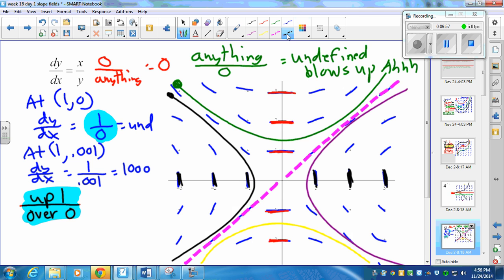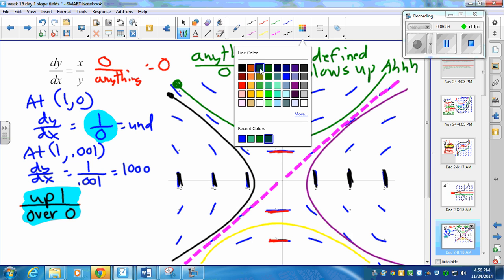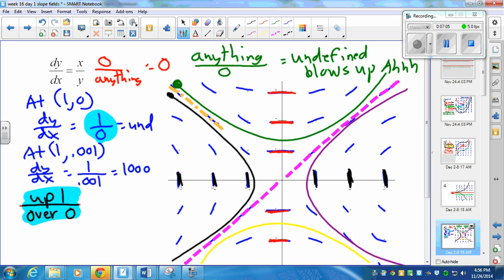And likewise, I'll do it with this orange. Everywhere here is slope -1, everywhere here is slope -1. I don't know about there, but everywhere here is slope -1. So look at all of these options that I could be.